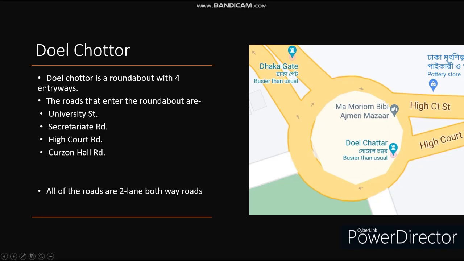Here we can see all the roads have two lanes, that means they are both way roads. And here first we see the Dhaka Gate Road, that is the University Street, the High Court Street, the Curzon Hall Street and the Secretariat Road.